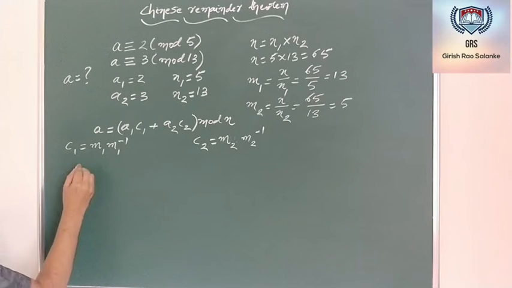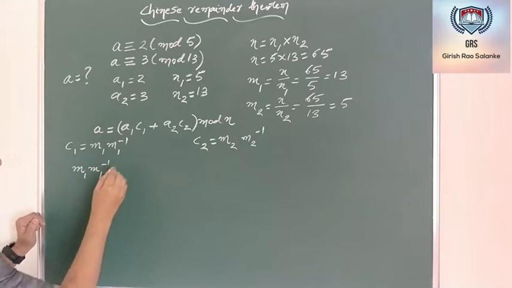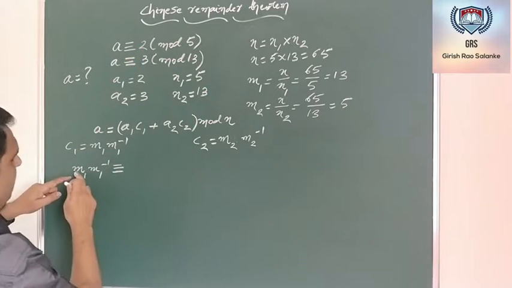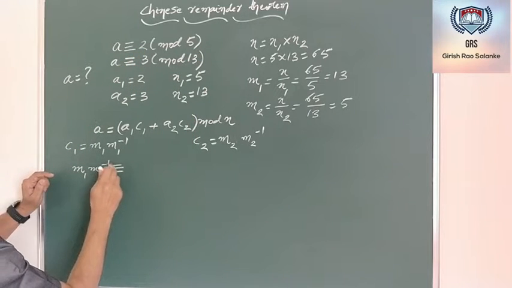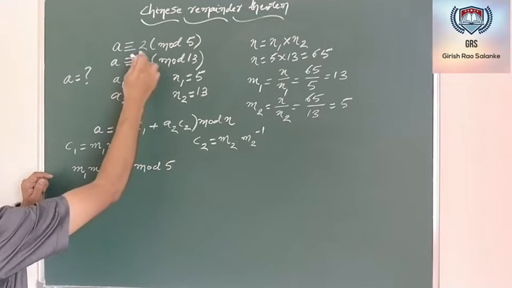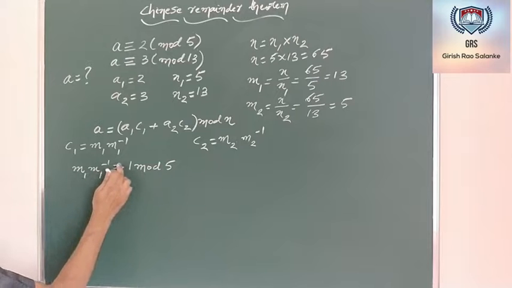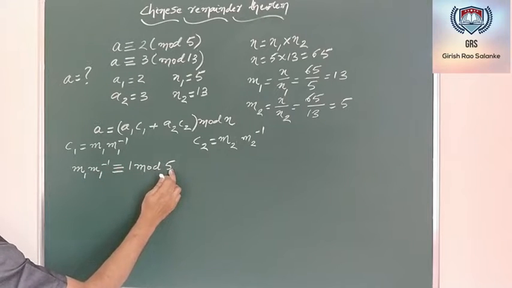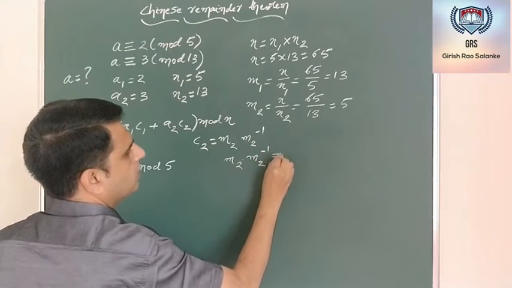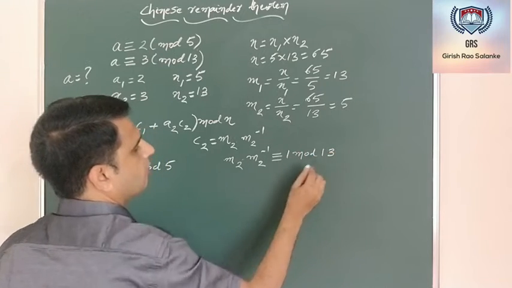Now how can I write this? M1 inverse is associated with the first equation: M1 into M1 inverse is equal to 1 mod 5. Please note that I am not writing it as 2 mod 5. M1 into M1 inverse is congruent to 1 mod 5. Similarly here, I can write M2 into M2 inverse is congruent to 1 mod 13.